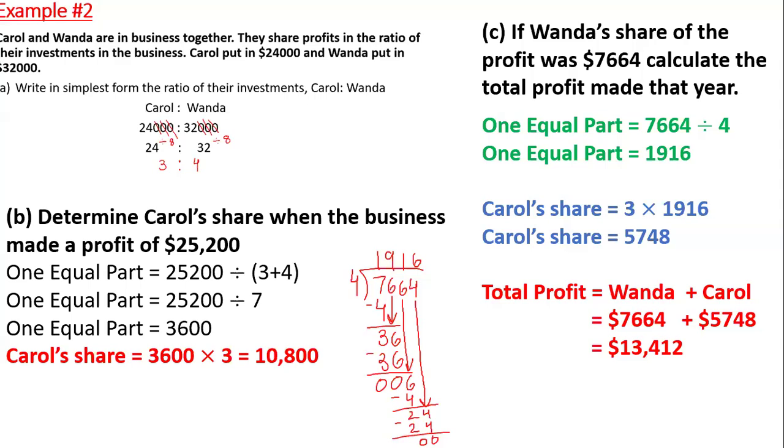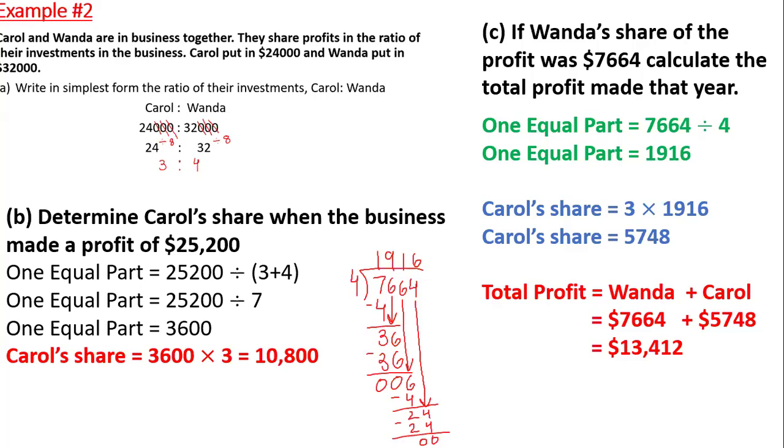All right, so let me go ahead and explain this again. It says if Wanda's share of the profit was 7,664, calculate the total profit made that year. So for those of you who don't understand, they want the total profit. Total means to add, subtract, divide, or multiply. When we say total, what does that mean? To add. To add, right?